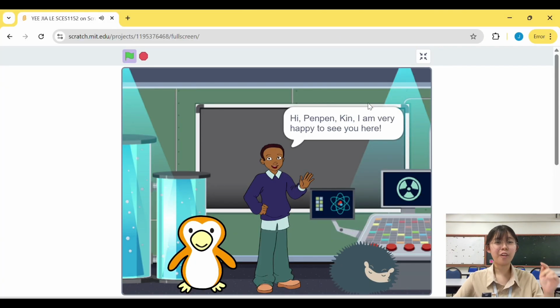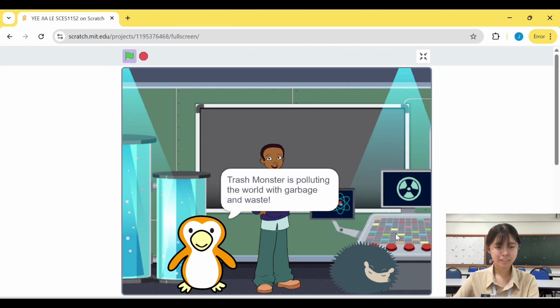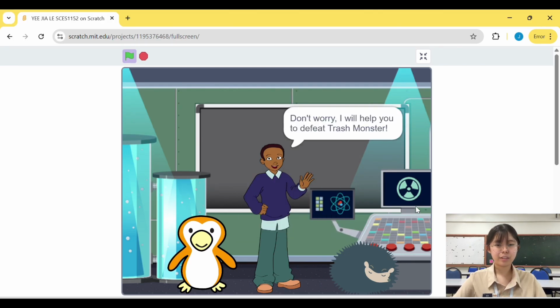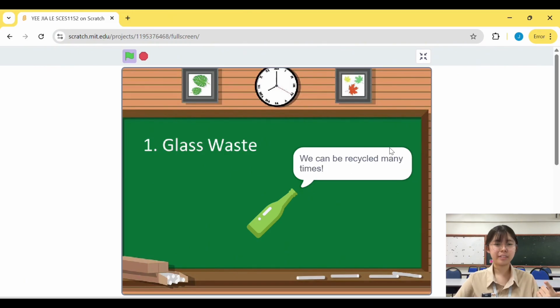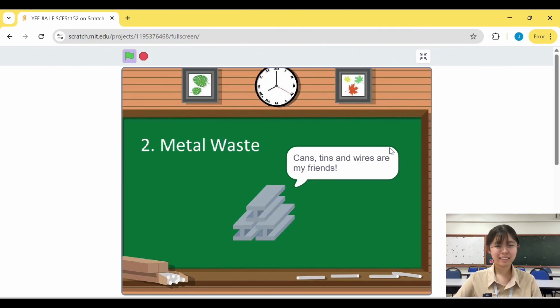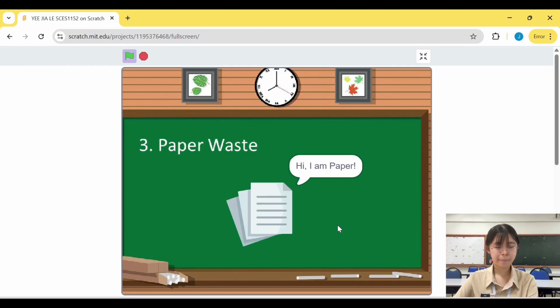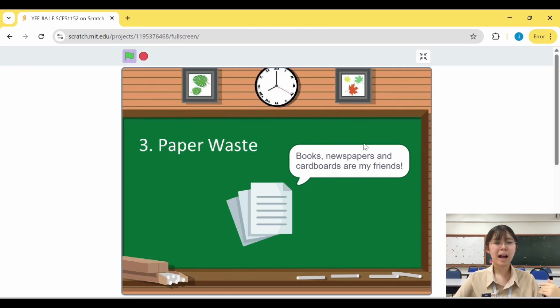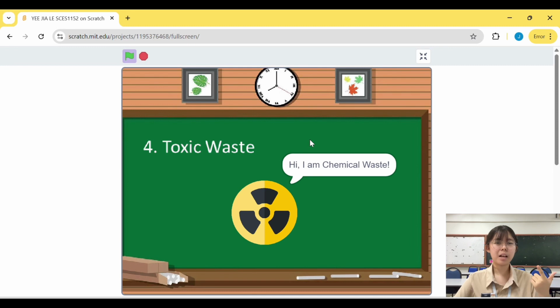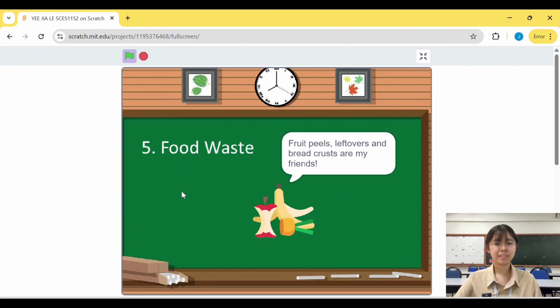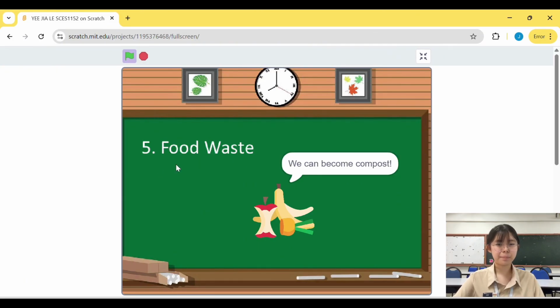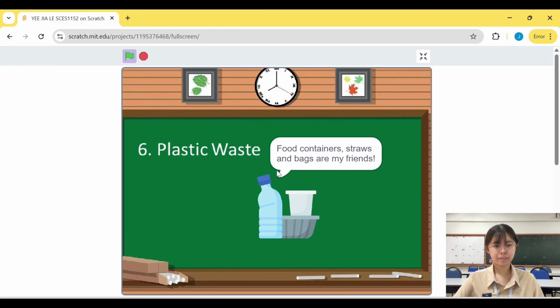This is storyline 1, scene 2. The storyline will explain the examples of the 7 types of waste material. And this is storyline scene 3. Number 5 is food waste, number 6 is plastic waste, and the last one is faeces.